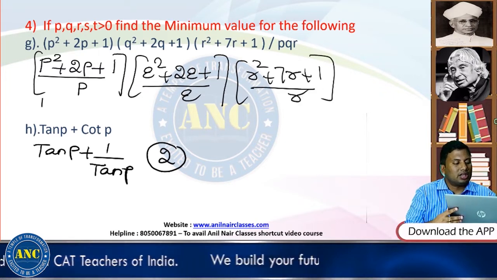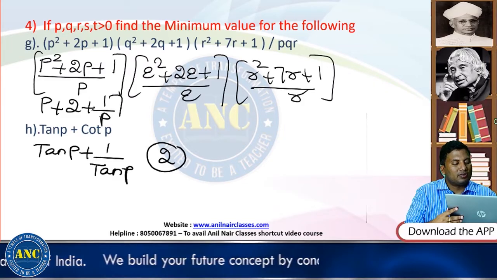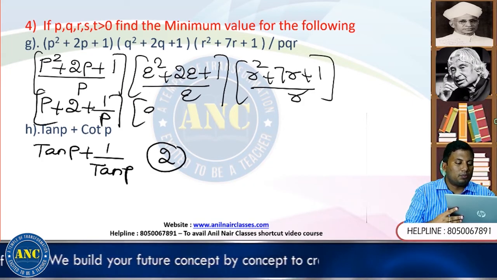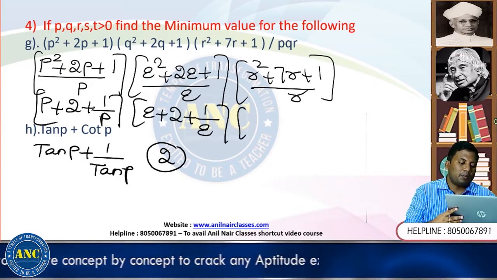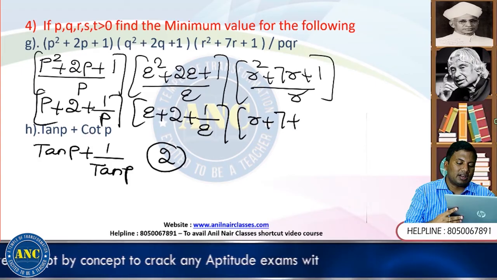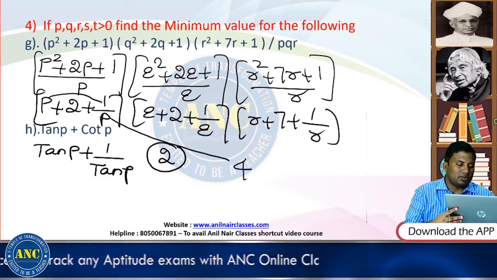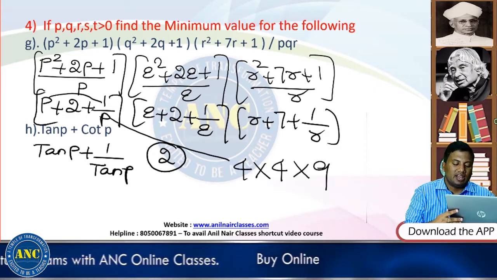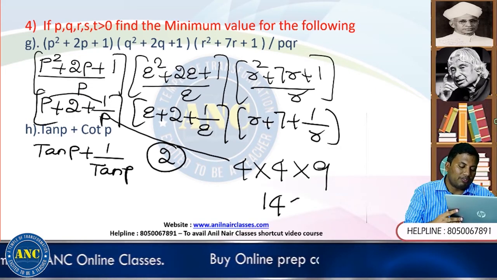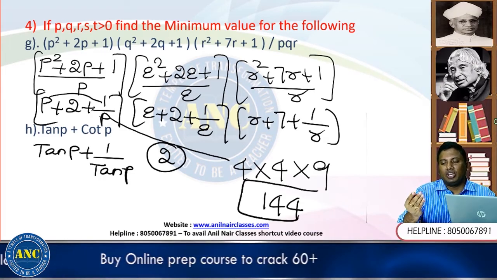So it is nothing but p plus 2 plus 1 by p. Next it will become q plus 2 plus 1 by q. Next it will become r plus 7 plus 1 by r. P plus 1 by p is 2. 2 plus 2 is 4. 2 plus 2 is 4. 2 plus 7 is 9. 16 9s are 144.